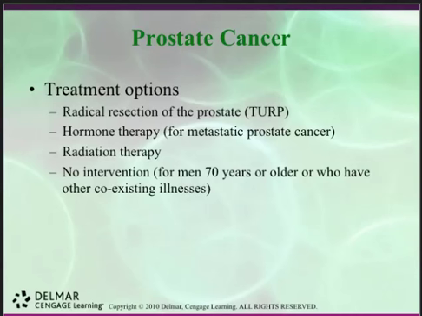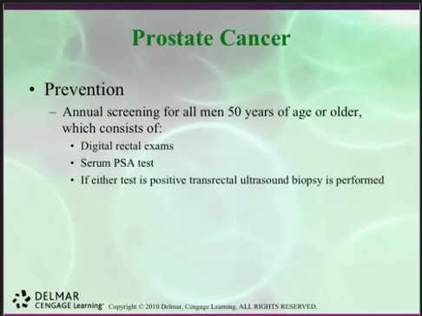Metastatic refers to the fact that the cancer has the ability to spread to other tissues, generally via traveling in the circulatory or the lymphatic system. We can prevent this with annual screening of men all age 50 or older. This consists of a digital rectal exam and a serum PSA. If either test is positive, transurethral ultrasound biopsy is performed to establish the diagnosis. There's a risk of false positive and negative results with the PSA test.